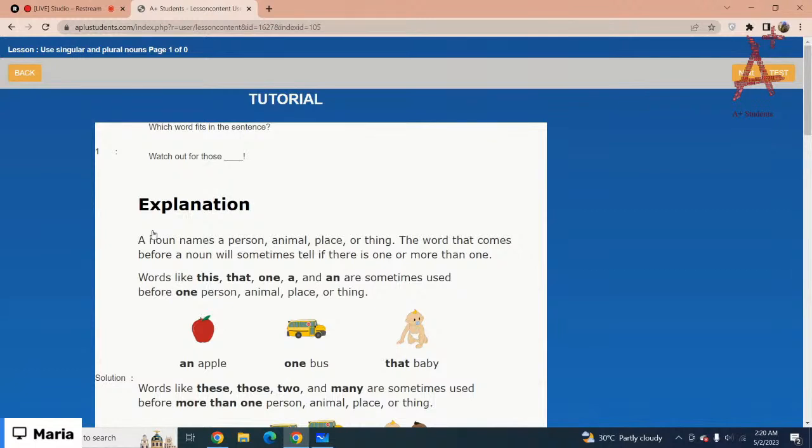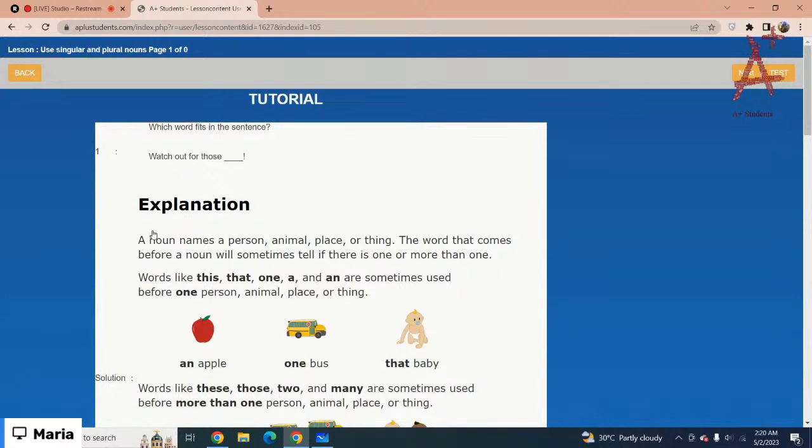When you are working on these sentences, we have a word right before the noun that tells whether the noun is singular or plural. Words like this, that, one, a, and an are sometimes used before one person, animal, place, or thing, like an apple, one bus, that baby. So these words mostly tell you that the noun is singular.